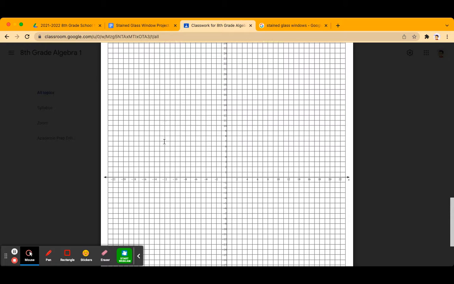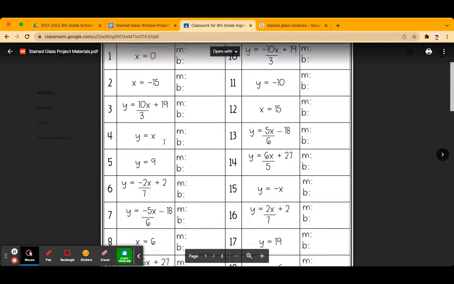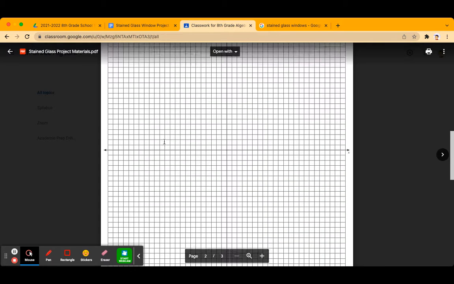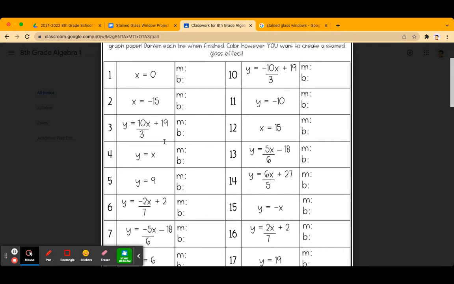What you're going to do is actually graph these equations onto this coordinate grid. What you'll notice is it's going to start to make a very specific and intricate design, as long as all of your lines are correct. So we need to double check and make sure that your lines are correct.